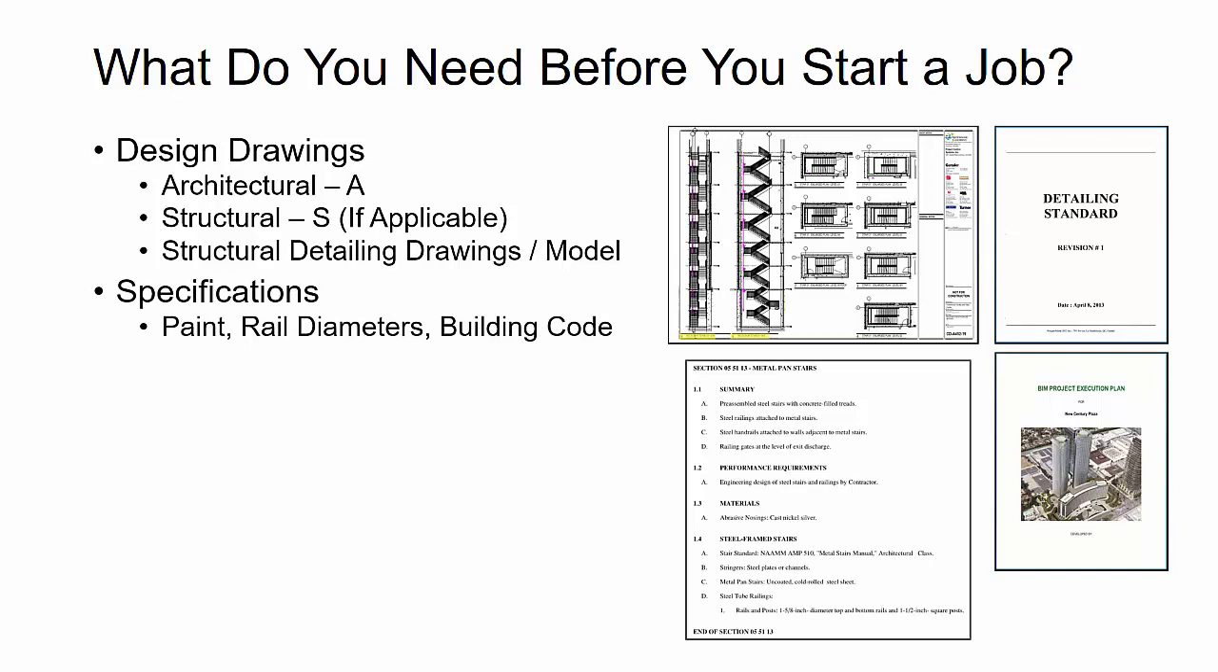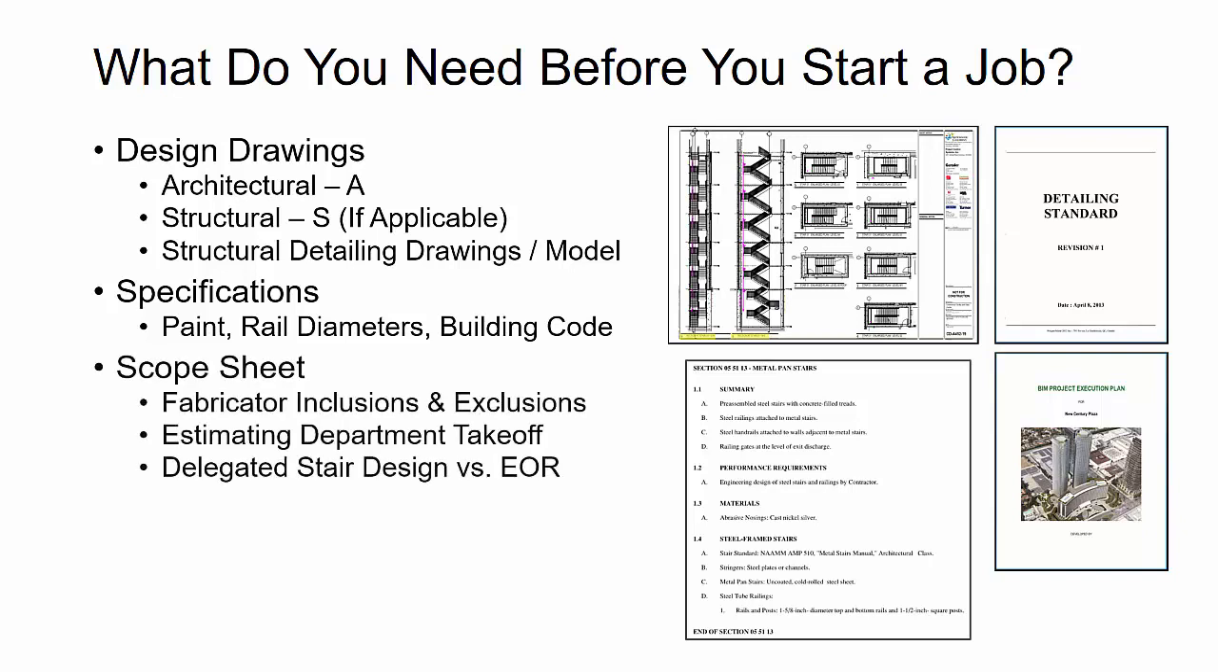Then you're looking for specifications, and oftentimes we're going to get paint, rail diameters, as well as building code specifications that we're going to be working to in those specifications. Then we're going to be looking for the scope sheet, and this is pretty important when you're doing miscellaneous because you want to make sure that you completely understand what is your scope, especially if you're just doing the stairs on a project versus the structural scope that's actually on the project.